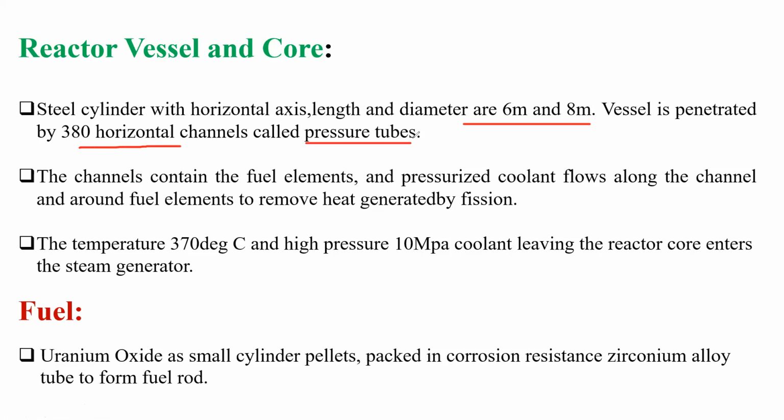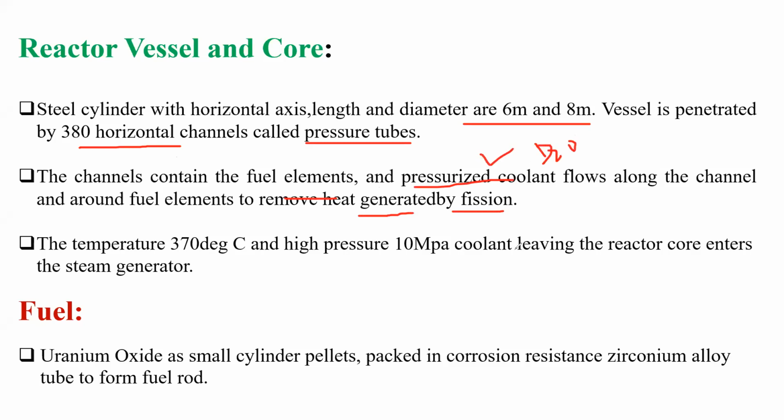Carefully observe the diagram: there are many pressure tubes present. So about 380 horizontal channels are present, which means that many pressure tubes are used in the Canadian deuterium uranium reactor. The channel contains the fuel elements, and the pressurized coolant flows along the channel and around the fuel elements to remove the heat generated by fission. Here we use pressurized coolant, that is heavy water, D2O.